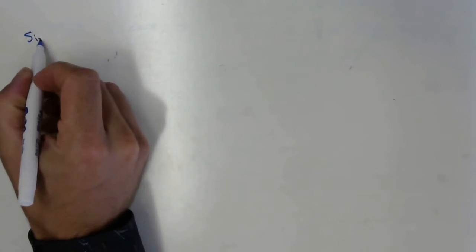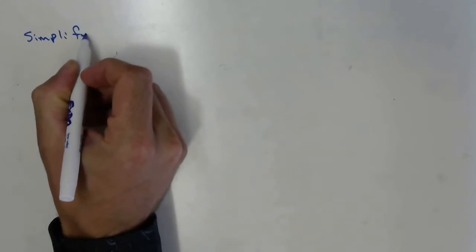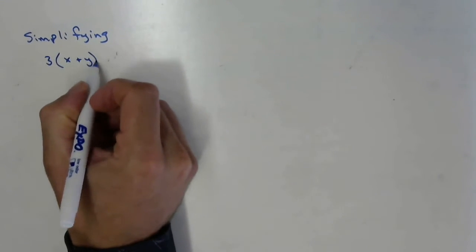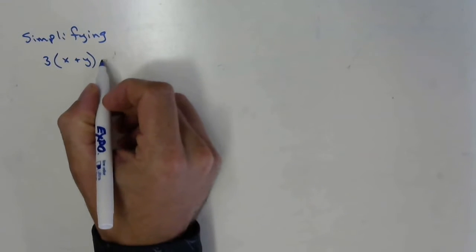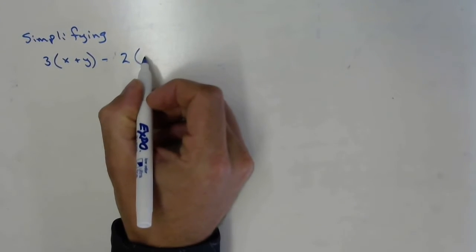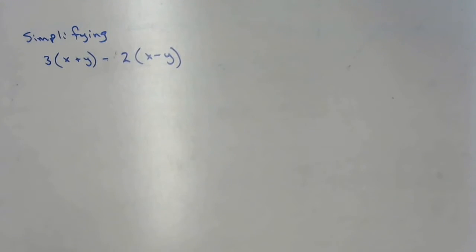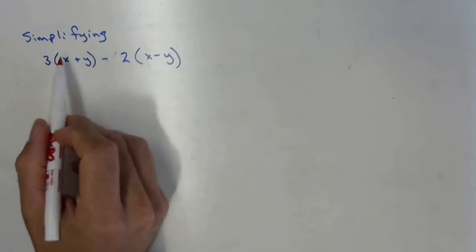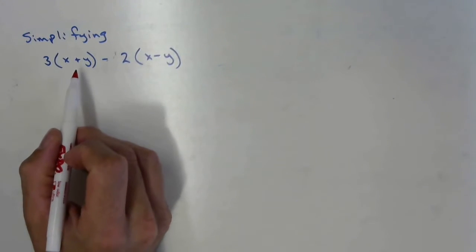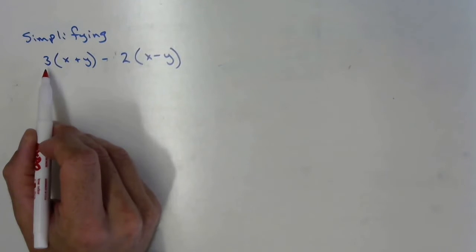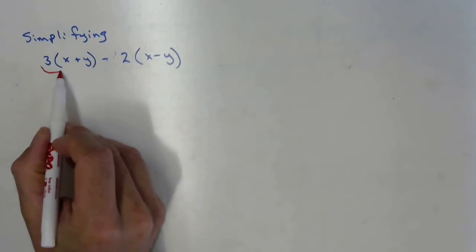Okay, in our next one, we are simplifying expressions. The first expression that we have is 3, and then we have a group that's x plus y minus 2 times the group x minus y. So before we dig into this, a couple things you need to know. Groups stay together. And what I have here is, and we can think this through, I have this group 3 times. So how many x's do I actually have here?